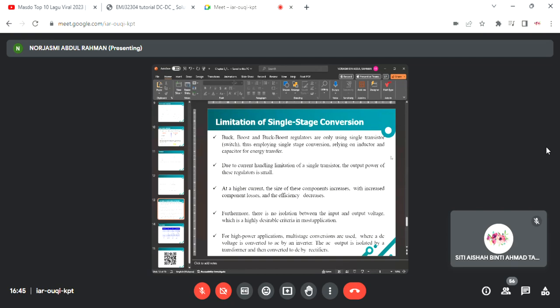Multi-stage conversion is used because we want to step up or step down in stages, so that the burden on the switch is divided into stages, where each stage has its own dedicated switch, so that a single switch is not burdened by the high power.